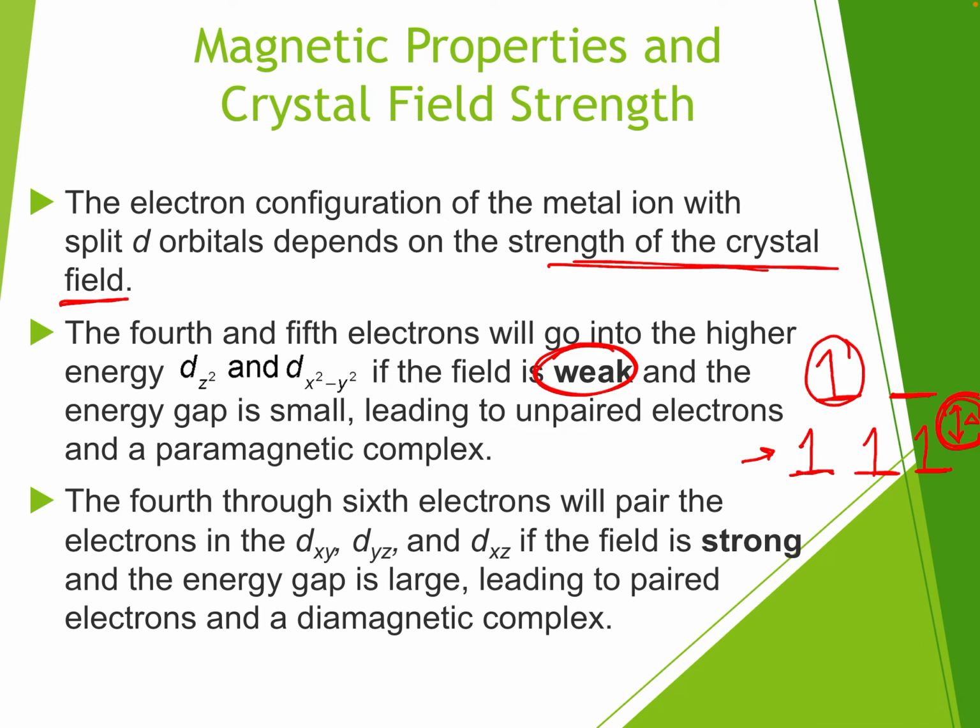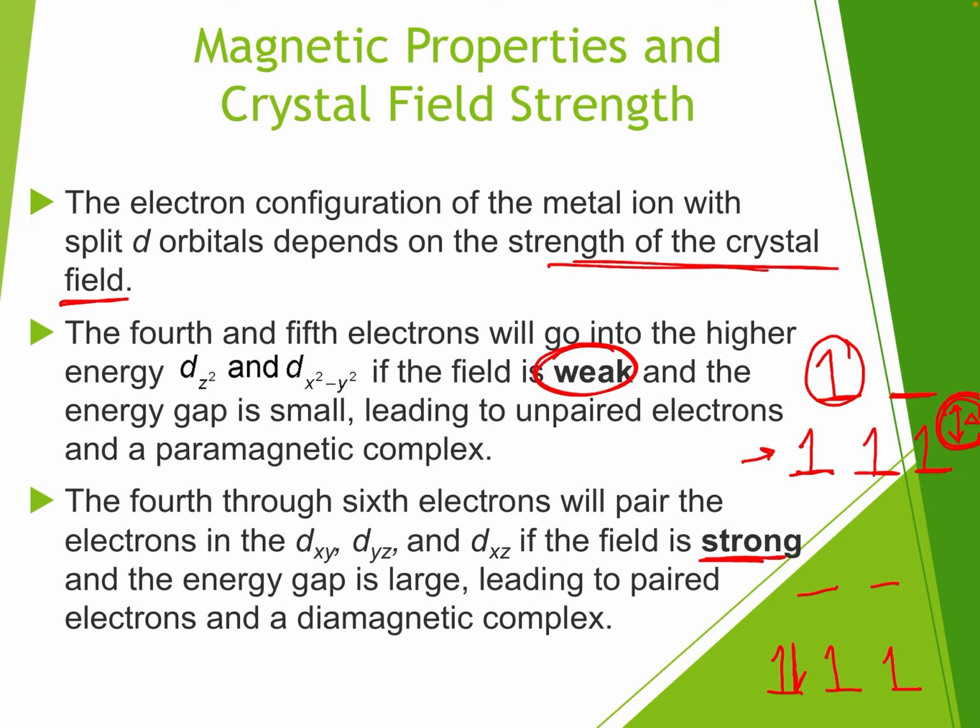But say we have the same scenario, but we have a really large energy gap. Well, now instead of being able to go up to that higher energy level, that energy gap is too large, so the pairing repulsion energy there is going to be smaller than the energy needed to put that electron into a higher energy level. So that would be if we have a strong field ligand.